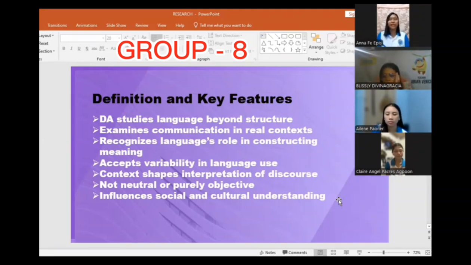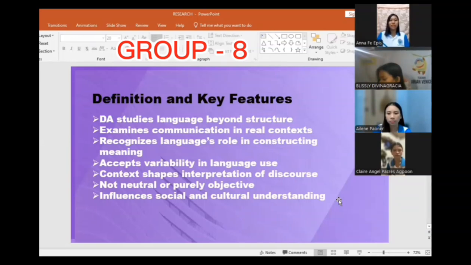An example is, in Tagalog, the word langgam means ant. In Bisaya, the word langgam means something different. So words and phrases differ in different settings and in the everyday interactions of different tribes. So language is not neutral or objective. People's beliefs, emotions, and experiences influence the way they use and interpret language. So it's a case-to-case basis depending on how people use the language.